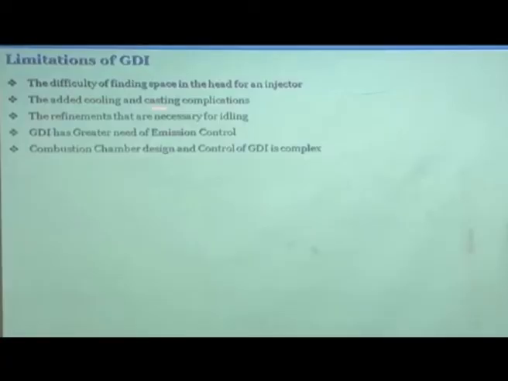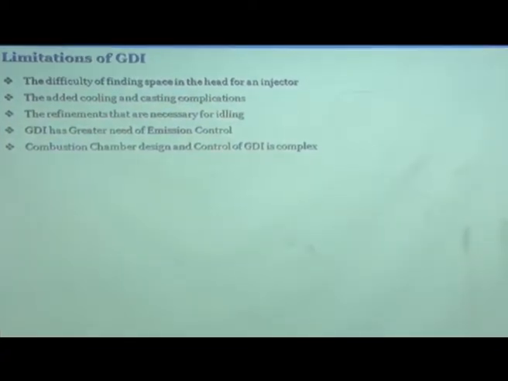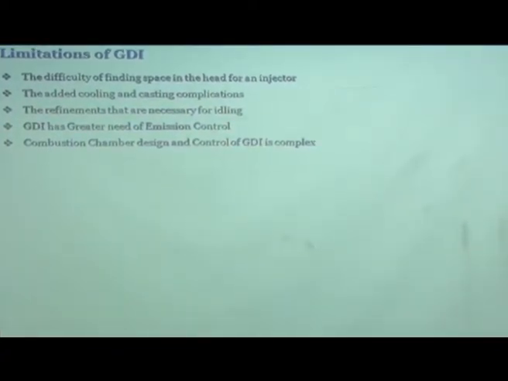Then you have to have added cooling and casting complications. If you somehow find a space, how do you make sure that the casting is good? Cylinder head is made by casting. So, there are many complications there, and the refinements that are necessary for idling. Then GDI has greater need for emission control. So, emission control is also quite challenging. Then complex combustion chamber design and control of GDI is quite complex. Okay. So, control is quite complex.